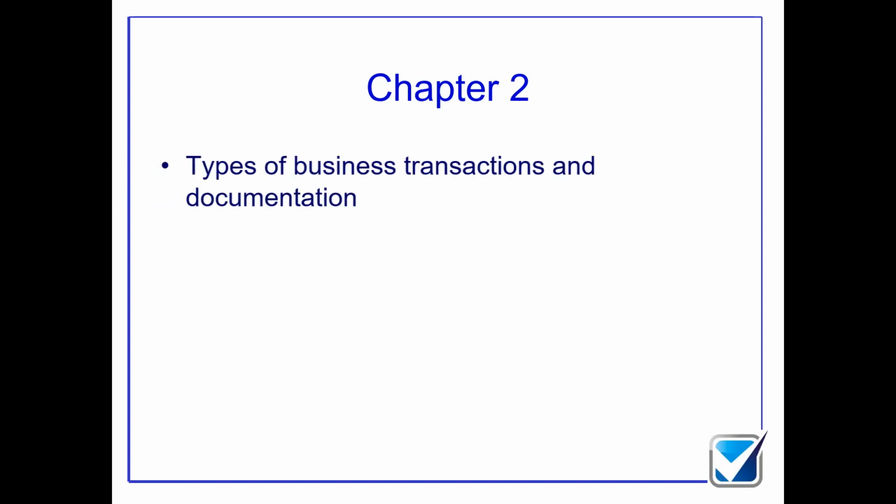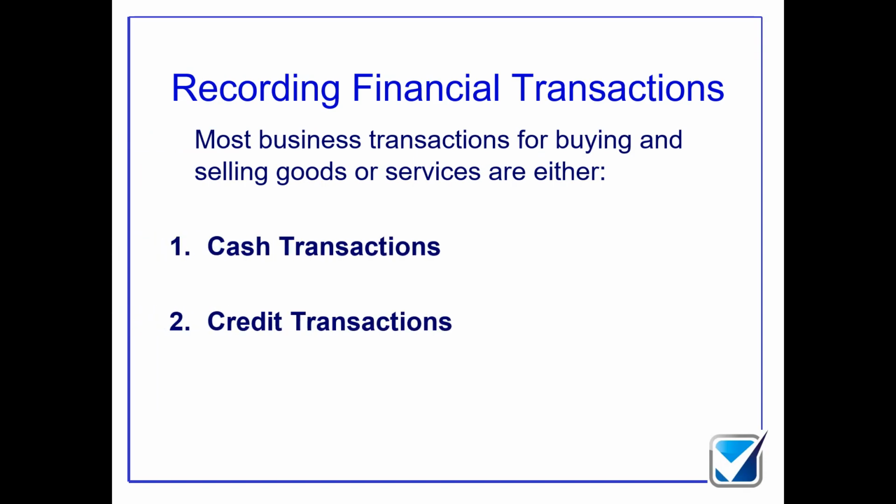This is chapter number 2, and chapter number 2 looks at the different types of business transactions that we can engage in, and it looks at the type of documentation that we should expect to see if we were to engage in those types of transactions. What we're looking at is recording financial transactions, and we've got two main types of transactions you need to have an awareness of. You need to have an awareness of cash transactions and then also credit transactions.